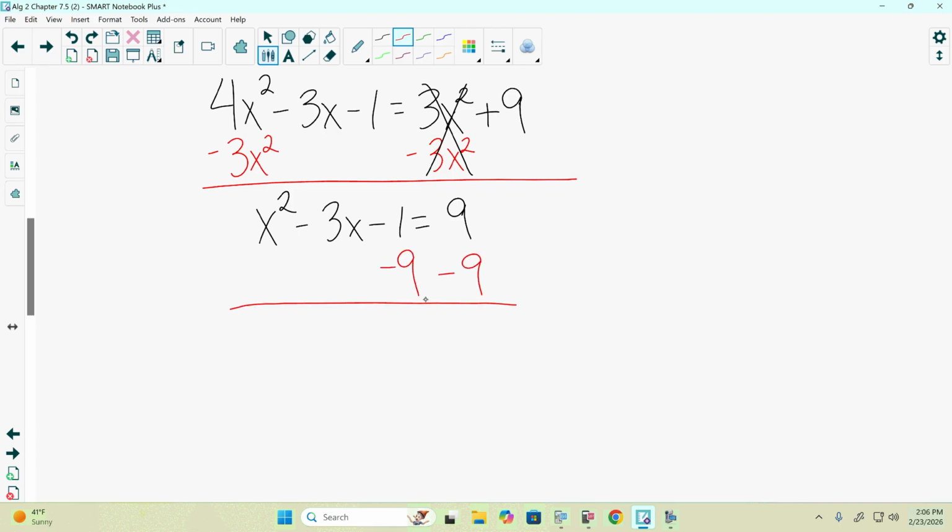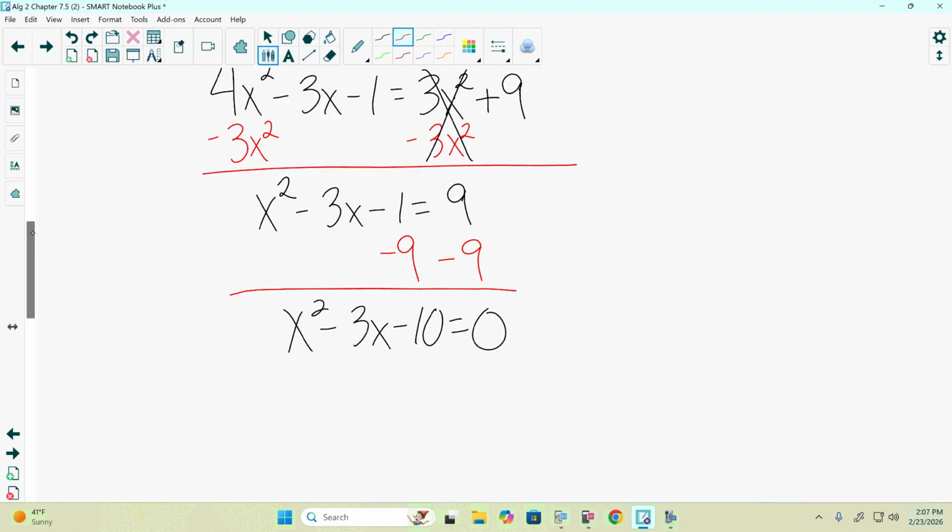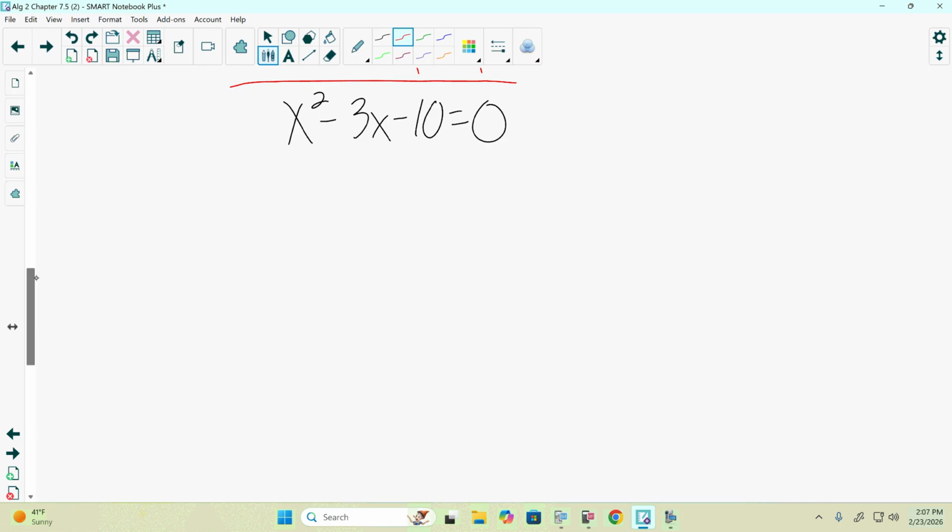Then we're going to move the 9 by subtracting it from both sides, giving us x squared minus 3x minus 10. It doesn't matter which one we did first, because if we subtracted the 9 first, it would have given us 4x squared minus 3x minus 10 equals 3x squared. Subtract the 3x squared, and we still get to the same spot. Questions on how we got to x squared minus 3x minus 10?